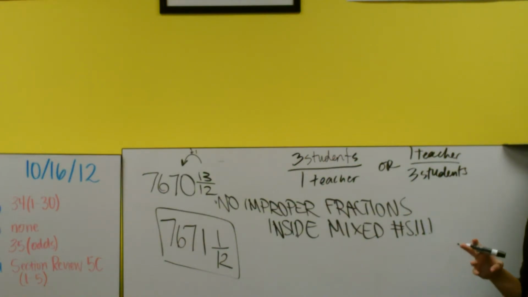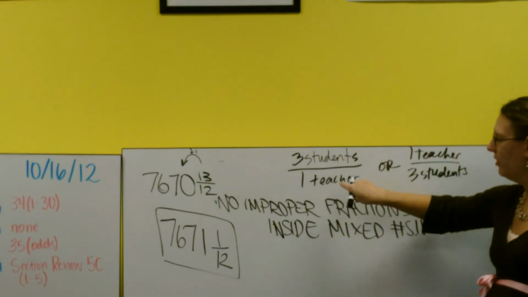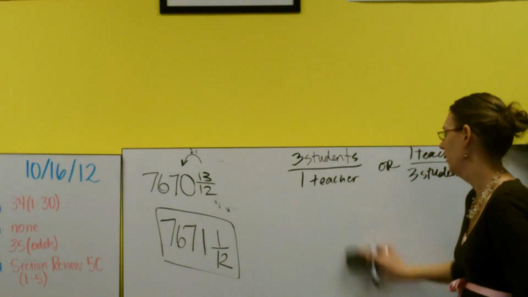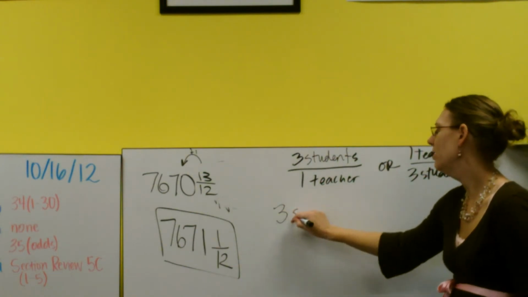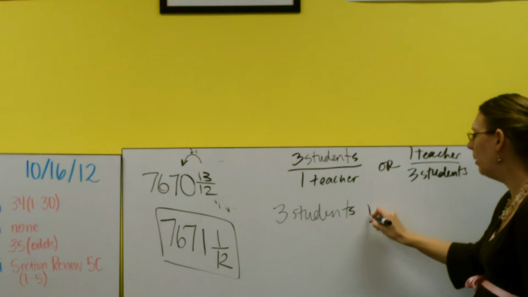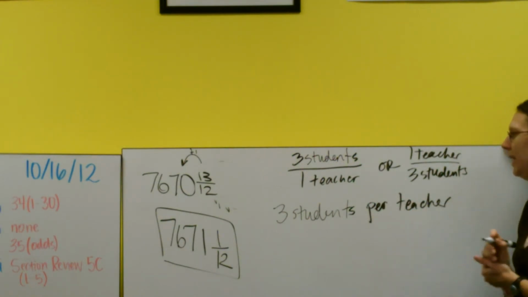Okay, so a ratio is a comparison of 2 numbers, a comparison of students to teachers. Okay, can be written several ways. We've talked about 2. Sometimes you can use the word per. So rather than drawing a line and putting it over top of each other, we could say 3 students per teacher.